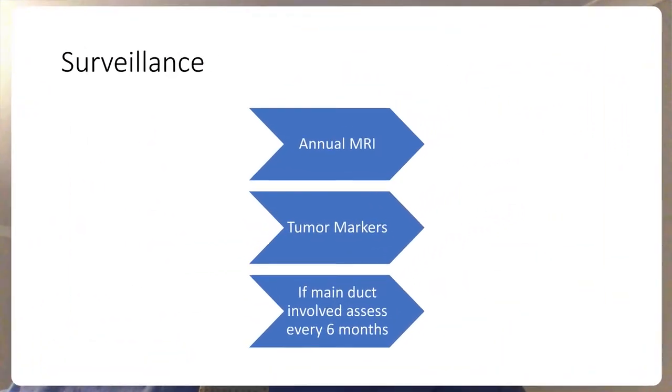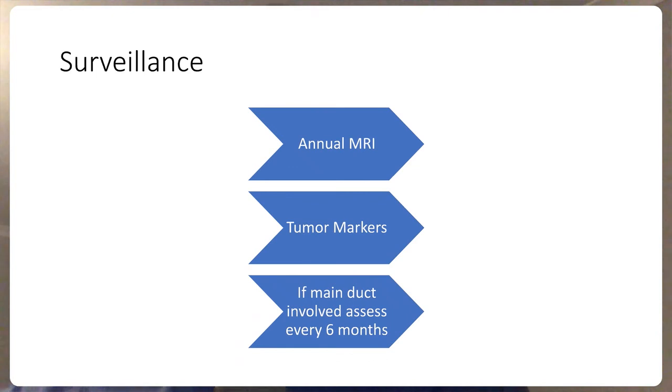Now, how do we do the surveillance when we think it's either a side branch or a mixed type of IPMN, which is the main group that will go under surveillance? We do annual MRI. If I'm concerned, I would repeat the MRI in 6 months if there is an unusual feature or any of the worrisome features. Then we bring it to 6 months. And tumor markers in the form of CA19-9.